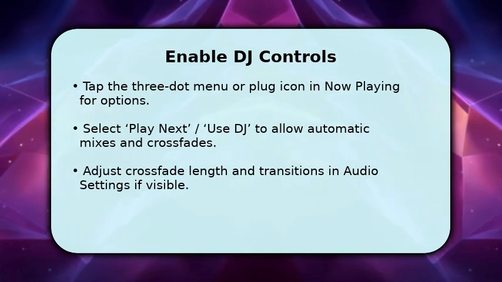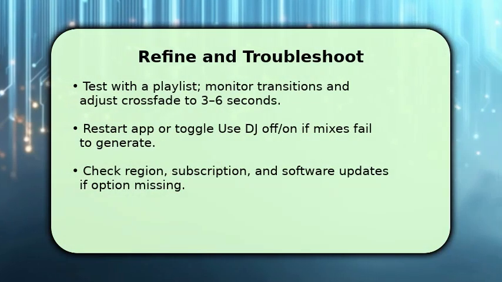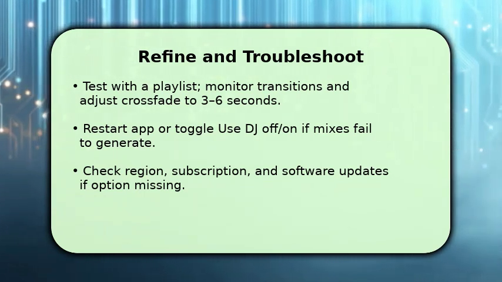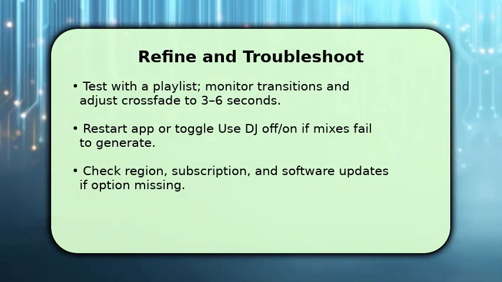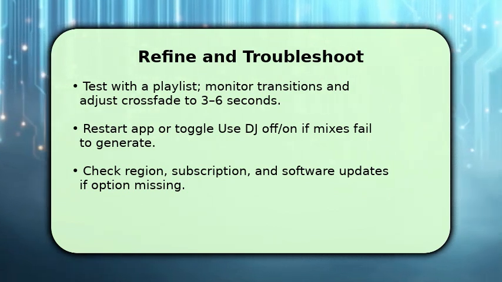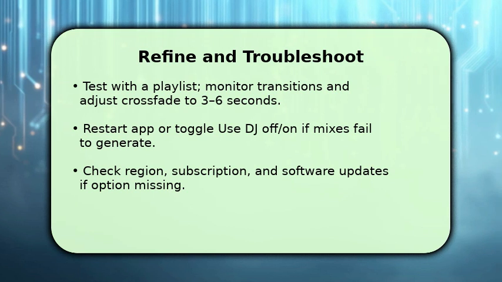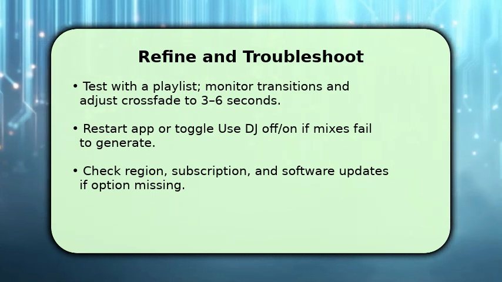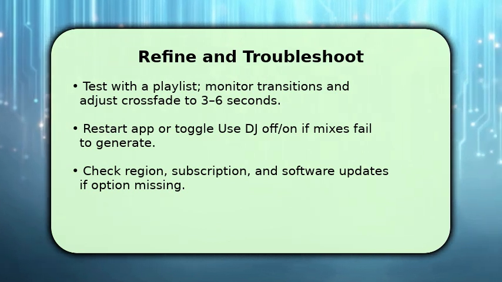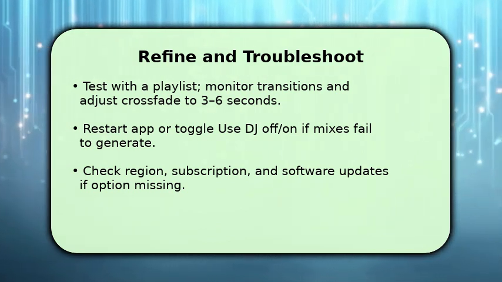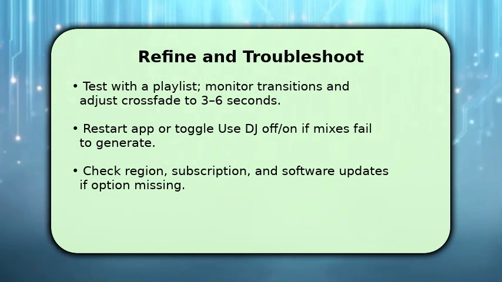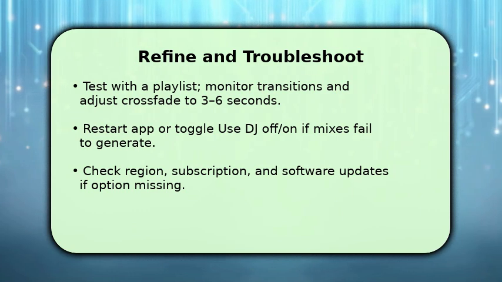You finish by testing DJ mode with a playlist so you can hear transitions and refine crossfade length to about 3 to 6 seconds for natural flow. If mixes don't generate, restart the Music app or toggle Use DJ off and on to reset the feature. If the option is missing, make sure your region supports DJ, your subscription is active, and your OS is updated. These are common blockers. This troubleshooting tip usually resolves most issues quickly so you can get back to it.